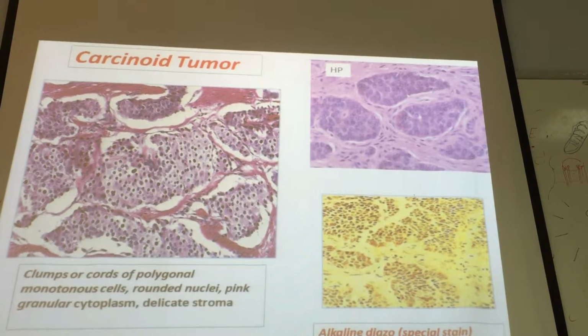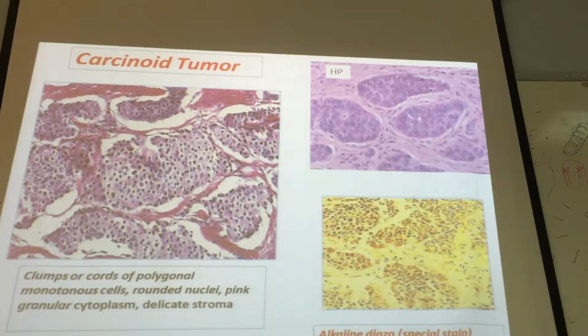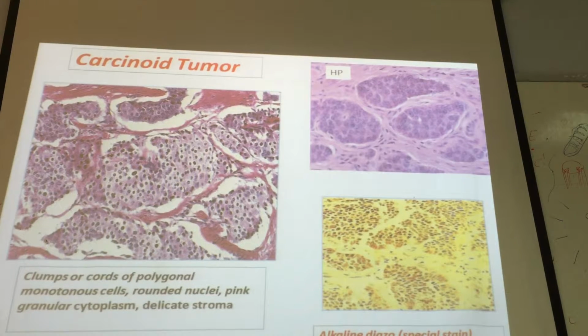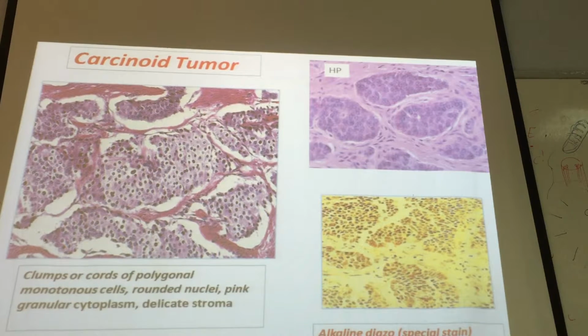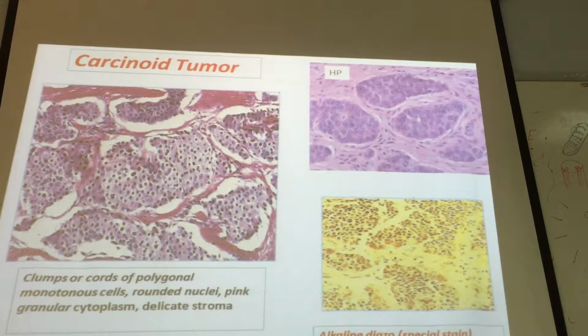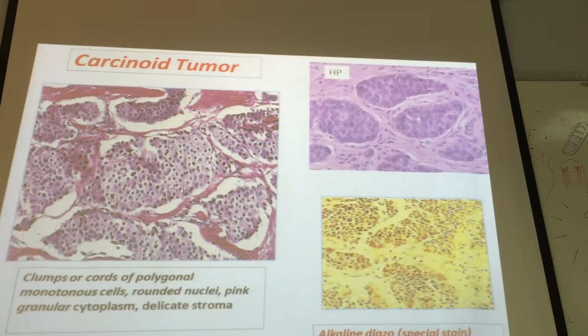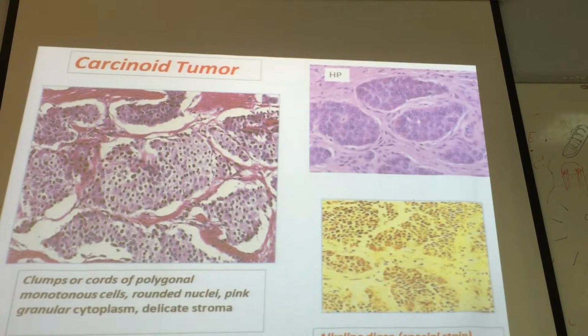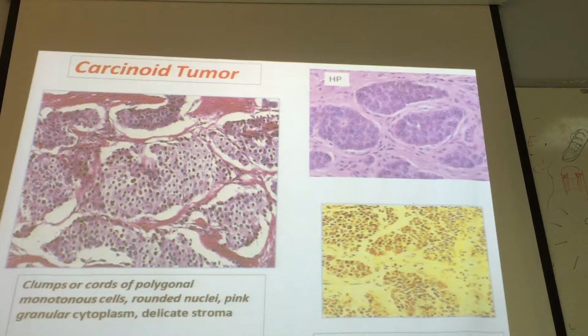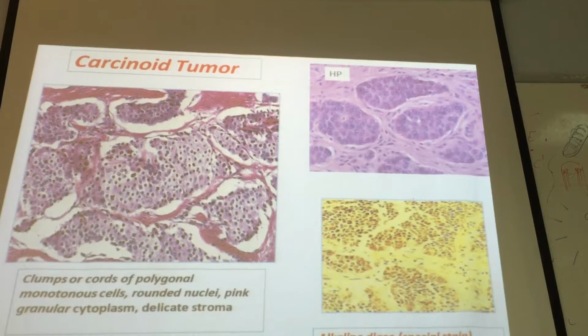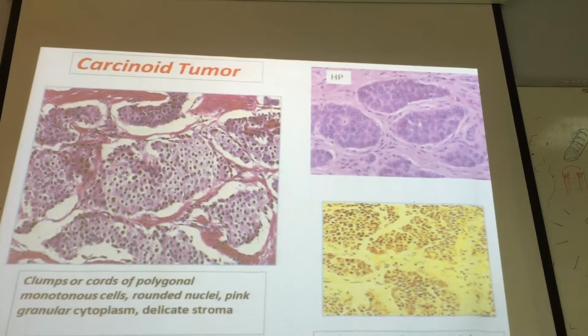What are the other markers which we can use for this? This is a stain. What are the markers? The neuroendocrine markers are chromogranin A, synaptophysin, and neuron-specific enolase. These are the three. It is written there. And on electron microscopy, dense core granules. You should not forget this.